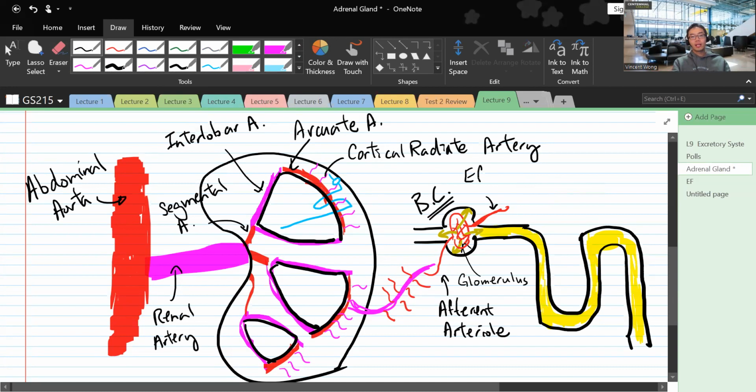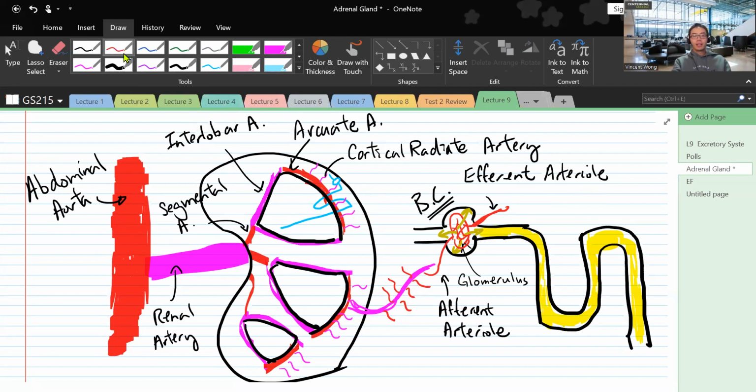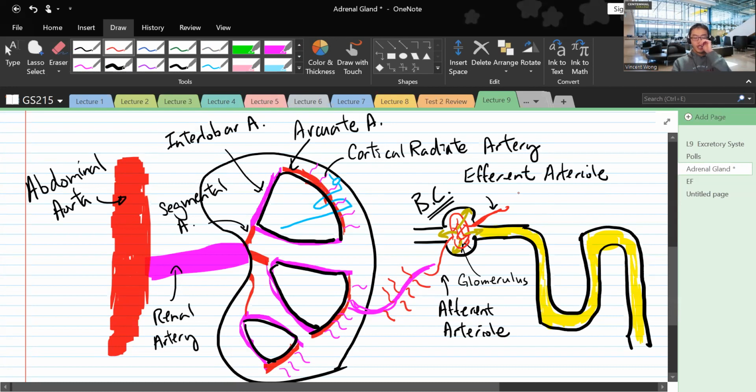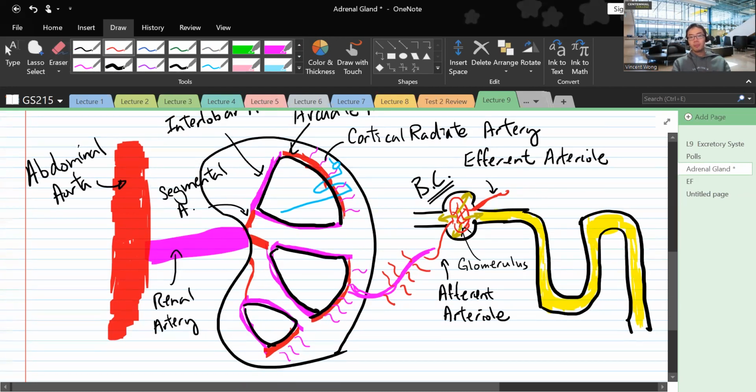I can hear you say it in your head. It is the efferent, right? Okay, so this is the efferent arteriole. All right. Next, this part is a little bit weird, but it will open up into another web of capillary network.